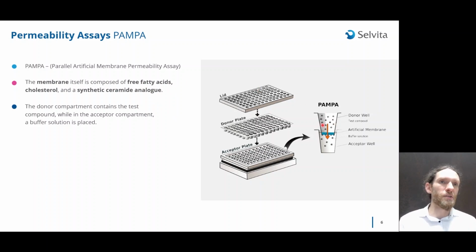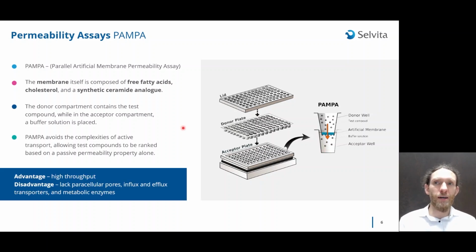We have 2 compartments, a donor well, acceptor well. Between them, there is the artificial membrane. We introduce the compound here, and we incubate for some time, and then test how much of the compound move to the acceptor well.